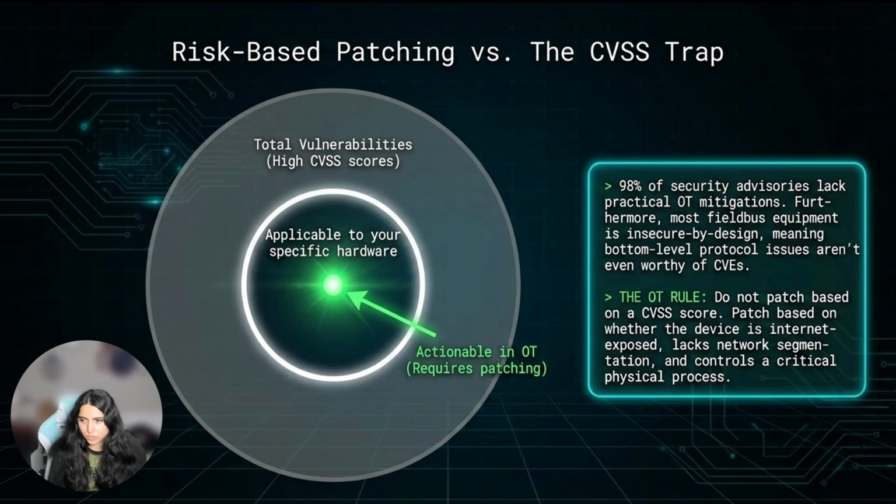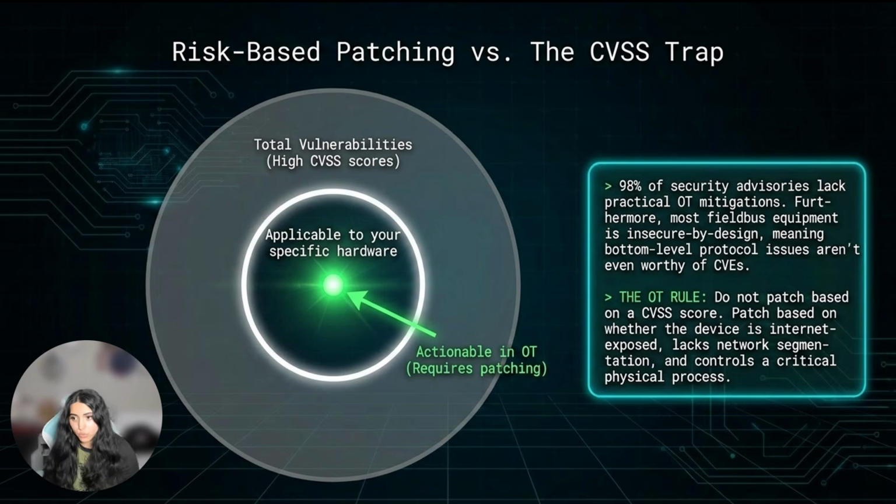Another thing that I'd like to focus on is that scores do not equal risk, especially in operational technology. If you work on the IT side or study cybersecurity with a focus on information technology, you have heard of CVSS scores. That's where we find vulnerabilities and patch against them. And that is risk-based patching versus the CVSS trap. That is where it comes in. And 98% of security advisories lack practical OT mitigation.